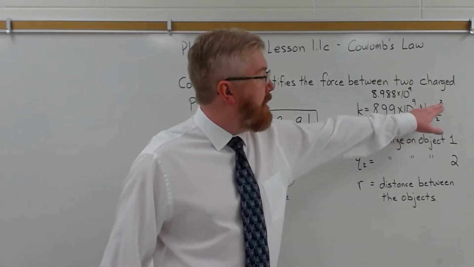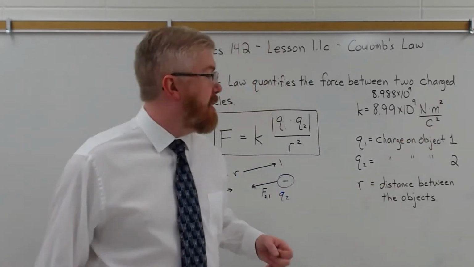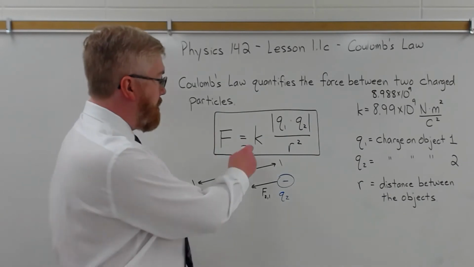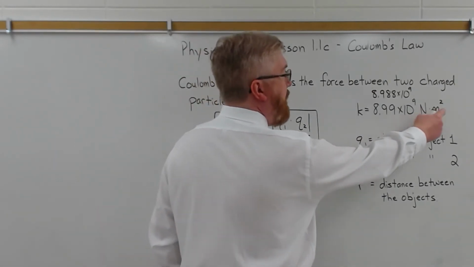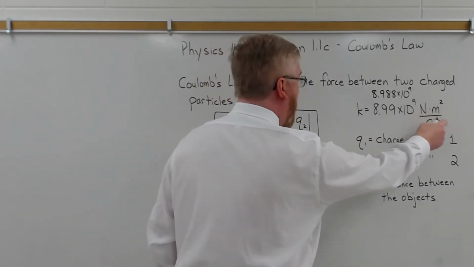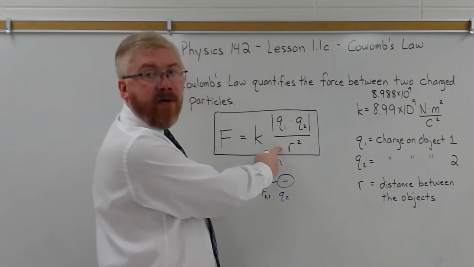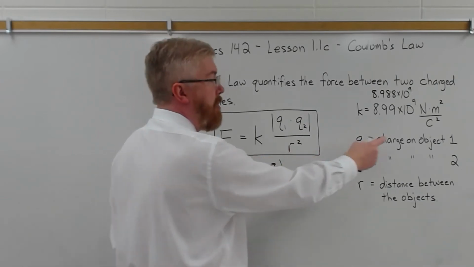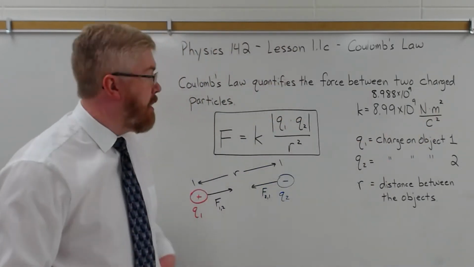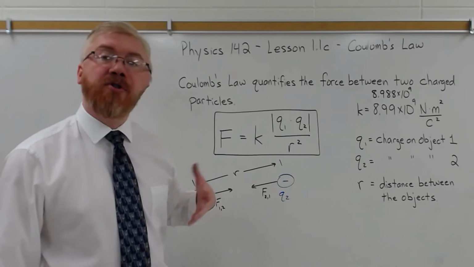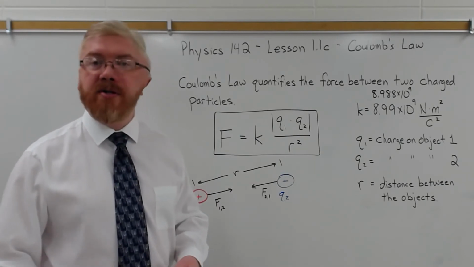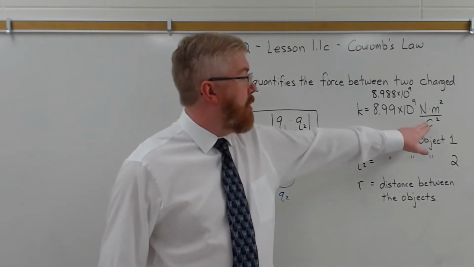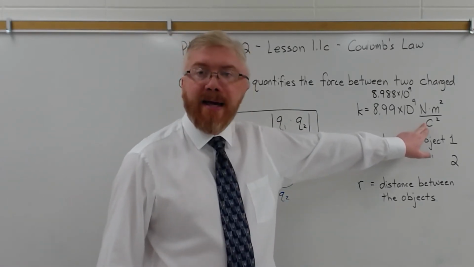The units here are all SI units because they cancel, right? We need force in newtons. So when I use k, k has newtons in it, but it also has meters squared over coulombs squared. This distance, in SI units, is going to be meters. That's squared, so this denominator will have meters squared, which will cancel those meters squared. The numerator is the product of two charges. The SI unit for charge is the coulomb. So coulombs times coulombs is coulombs squared, which will cancel this coulombs squared in the k term.